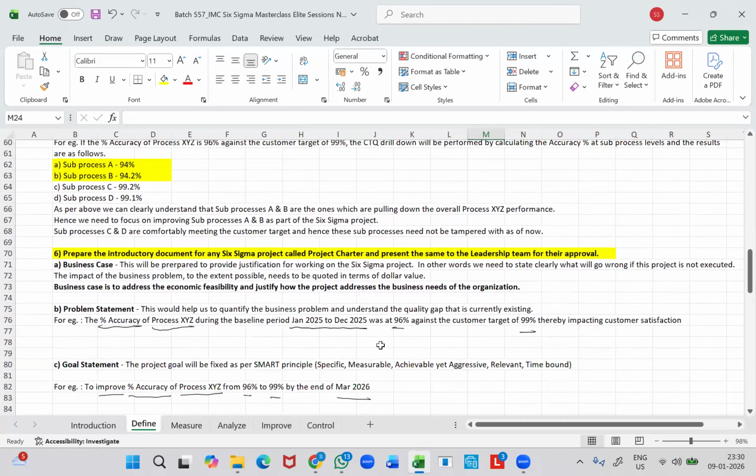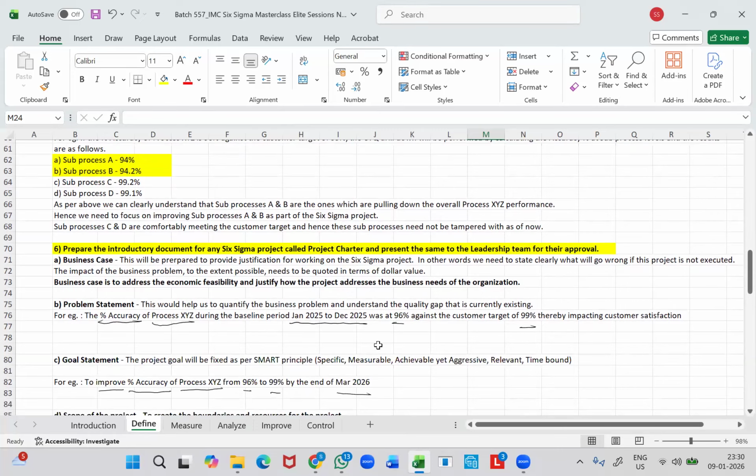Now, moving on to the next element, which is the problem statement. As I told you, problem statement is all about quantifying the business problem and also understanding the quality gap that is currently existing. So the problem statement is a simple one-liner. So we should not write stories under problem statement.